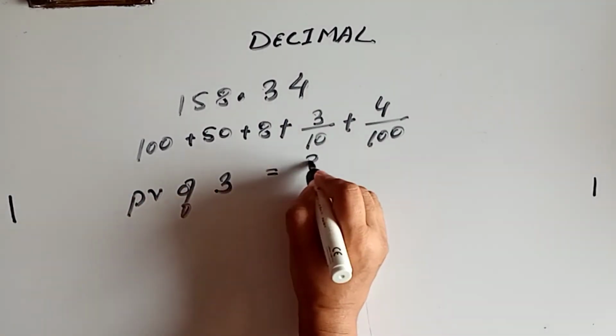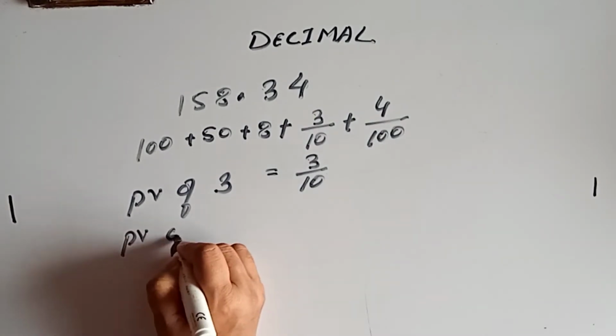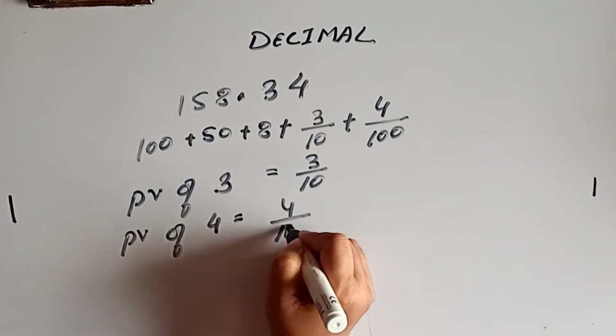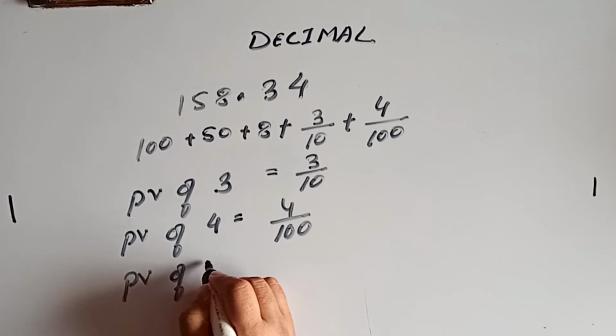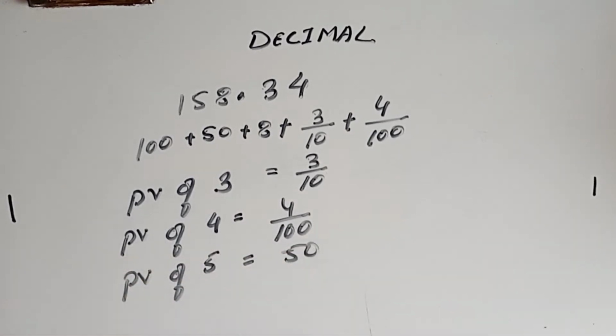Okay, now here if I want to write the place value of 3, what is the place value of 3? 3 by 10. Place value of 4, 4 by 100. Place value of 5 is 50. This is the way to show the decimal number in a place value chart.